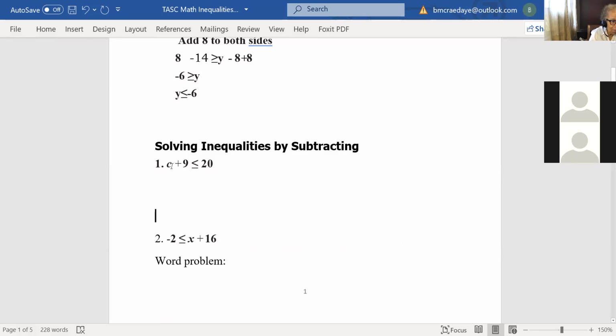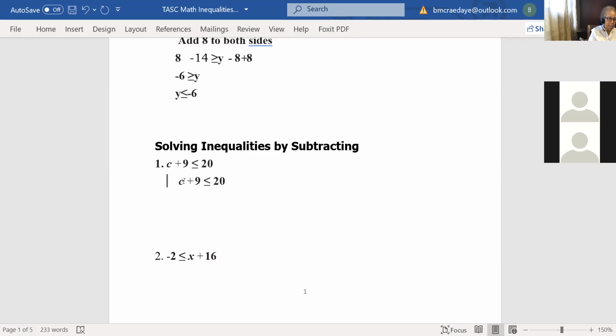What would C be equal to? C is the unknown, so we're trying to find C. So what would you do, Vanessa? We use the opposite. The operation is plus 9. So what would we do with the 9? You minus 9 from both sides.